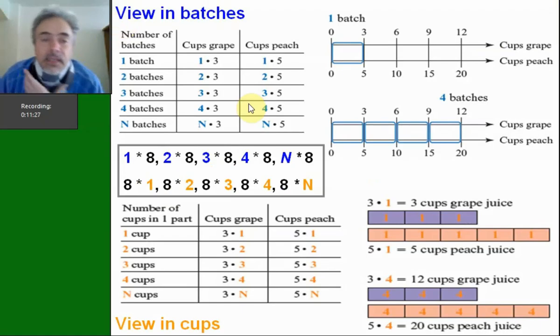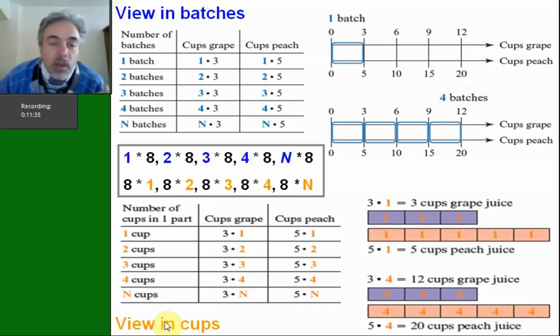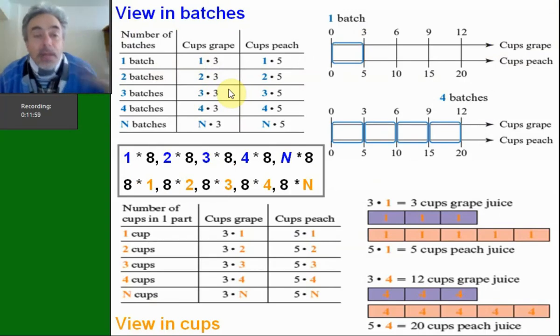Now we can see the problem in 2 ways. We can view it in batches and we can view it in cups. This is a different way of seeing the same problem. For example, here we're seeing the batches. Here's 1 batch, or maybe 1 liter. Every 1 liter is divided into 3 parts of grape juice and 5 parts of peach. So you can add more batches as long as they have the same proportion. I mean, you're adding another quantity of the same juice.